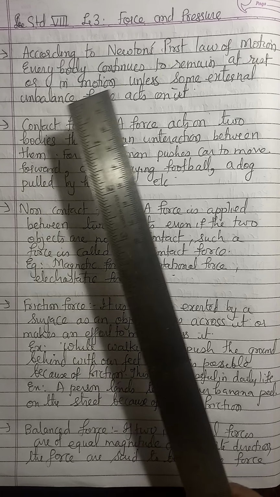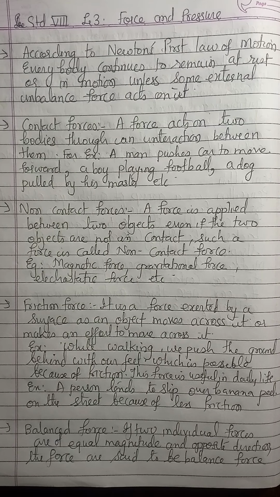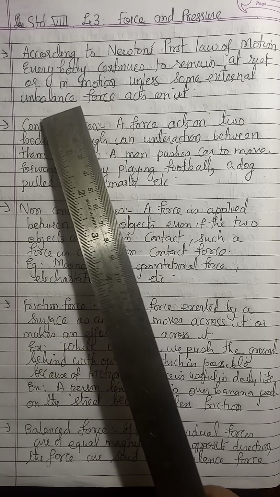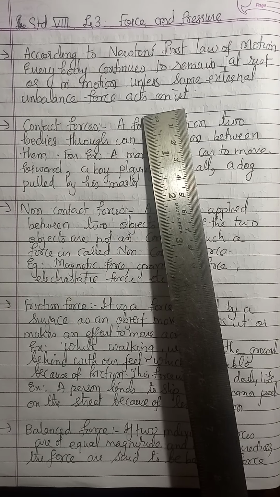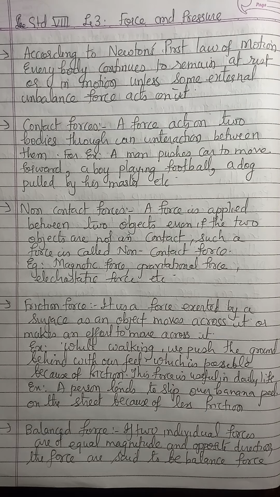Now, according to Newton's first law of motion, any object will remain in its position unless and until someone touches it or some external unbalanced force is applied to it. This is Newton's first law of motion. So the statement comes out like this: every body continues to remain in the state of rest or in uniform motion. Here uniform motion means if the vehicle is in uniform motion, it will be in the state of uniform motion unless and until some external force like a brake is applied.